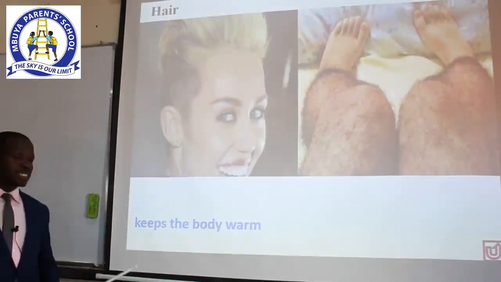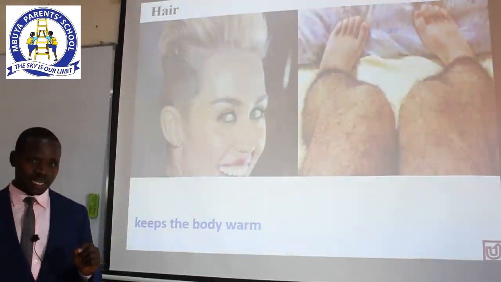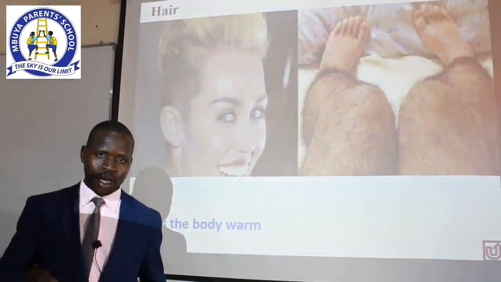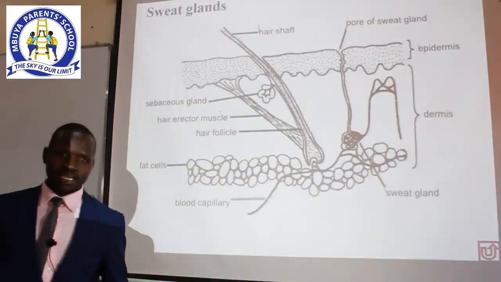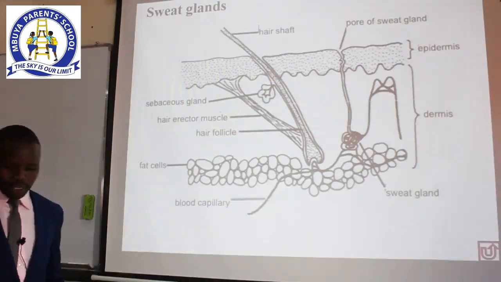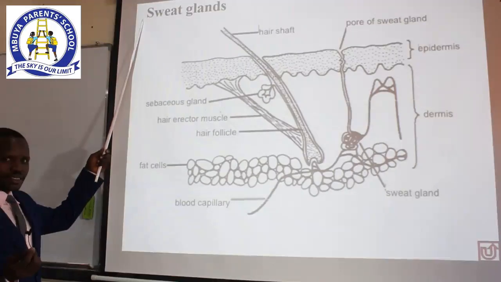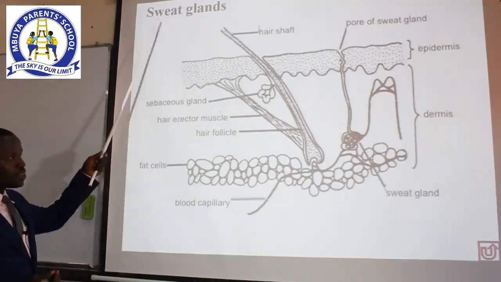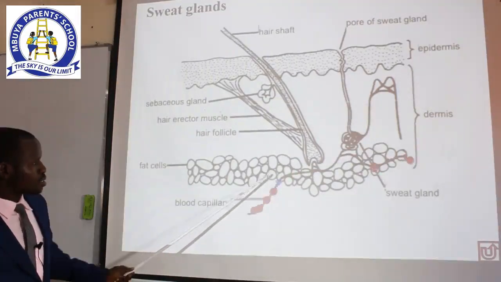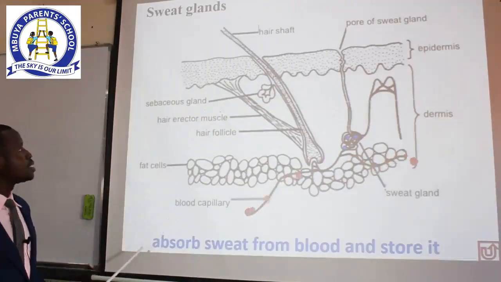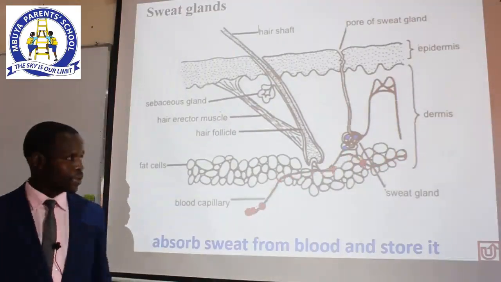So, how is the hair important? Hair simply helps to keep the body warm. This is because hair is an insulator of heat, or a bad conductor of heat. So, it helps to keep our body warm. Dear candidates, let's move on and look at other functions of the parts of the dermis. We have the sweat glands. Just the way you can hear, sweat glands. The sweat glands simply help in production of sweat. In other words, they absorb sweat from blood and store it before the sweat comes out of the body.